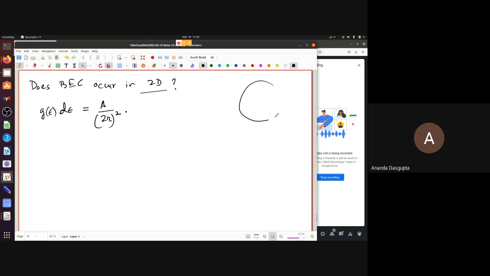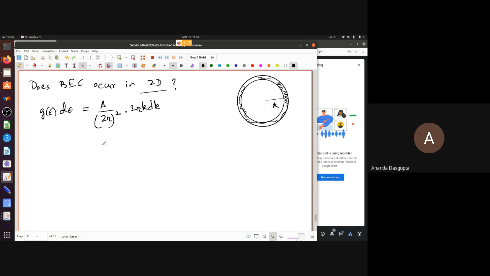But what about the area between two shells? That was 4 pi k square dk in 3D. What will be the case now in 2D? So 2 pi k dk. 2 pi k dk, exactly. And that actually is a big difference.